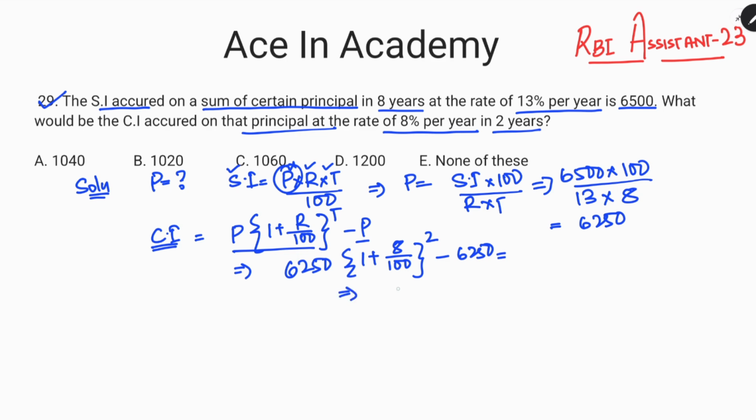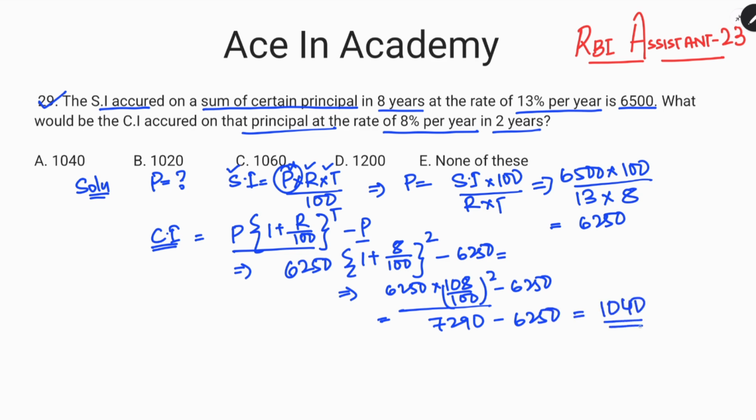So if we do the calculations, we'll get 6250 into 108 by 100 whole square minus 6250. Now if you calculate this value, it will come as 7290, and we just have to subtract 6250 to find out the compound interest, and that will be 1040. So that is option number A according to our given question. So 1040 will be the total compound interest accrued on the principal for 2 years at 8% per annum.